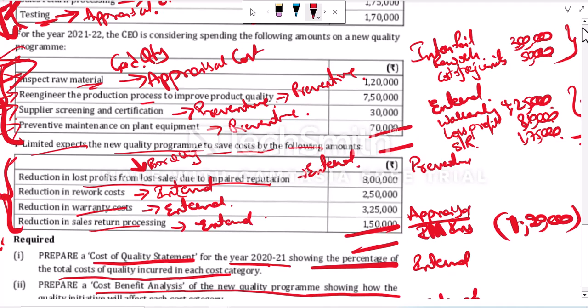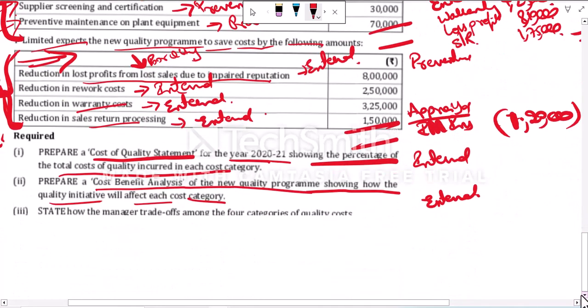What I said, this is the difference of what is incurred in last year and what is incurred in current year. Okay, so only net benefits, net effects they are taking. So we should take net effects in both the cases.